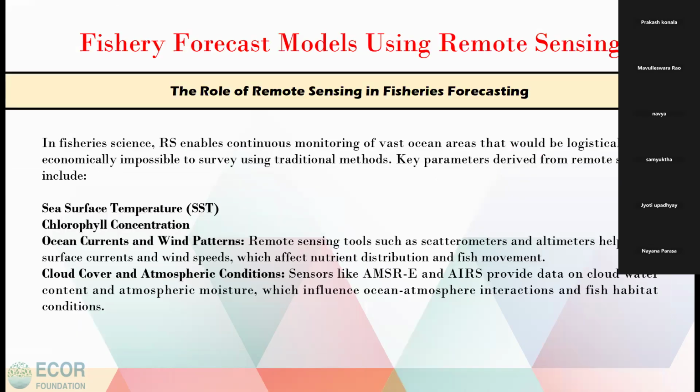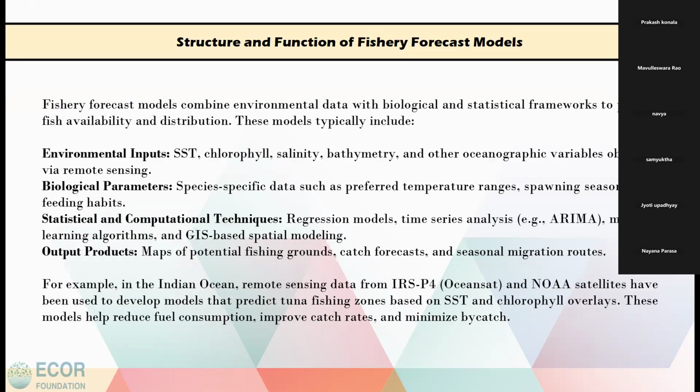So now we have arrived at the fishery forecast models using remote sensing. So again, SST, chlorophyll, ocean current, wind patterns, cloud cover, and atmospheric conditions are the very much needed parameters for this. And the proper structure and function of a fishery forecast model is the environmental inputs, like the parameters that I've told in the last slide, plus salinity, bathymetry, etc. And biological parameters will also play an important role here.